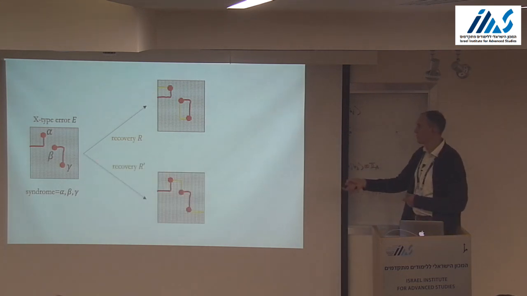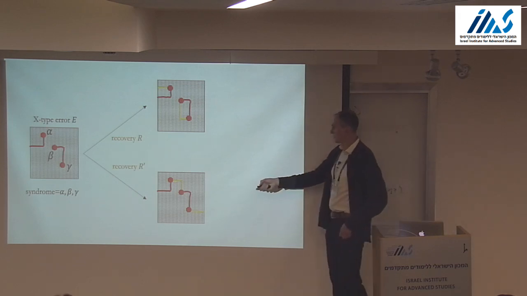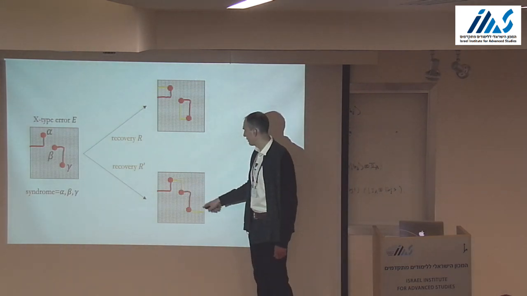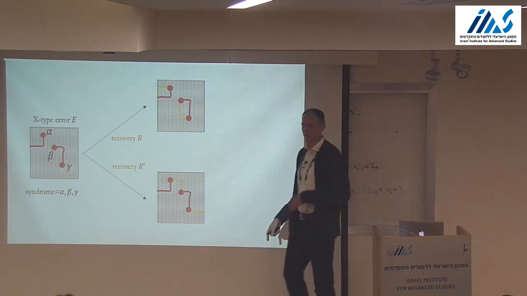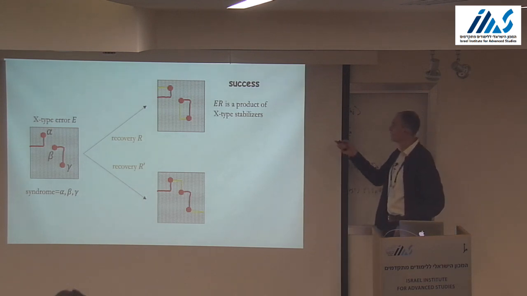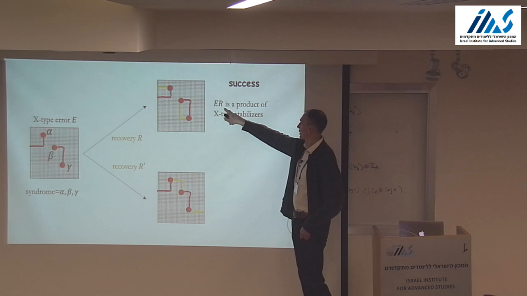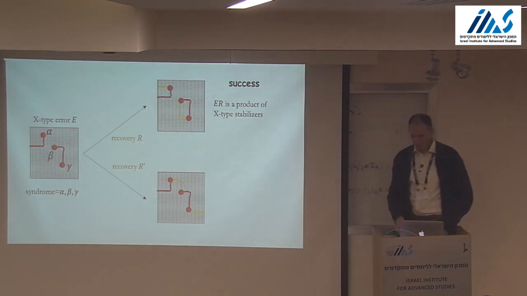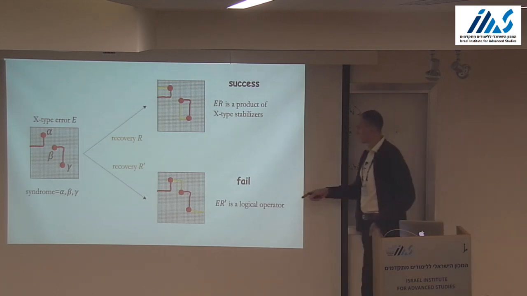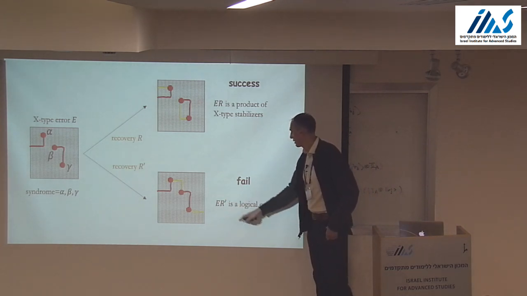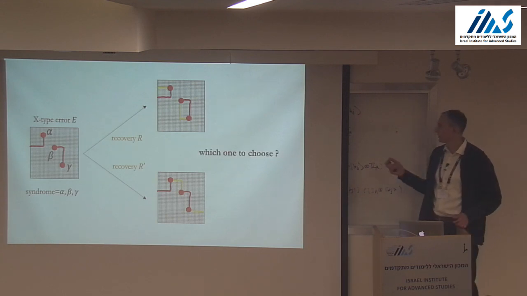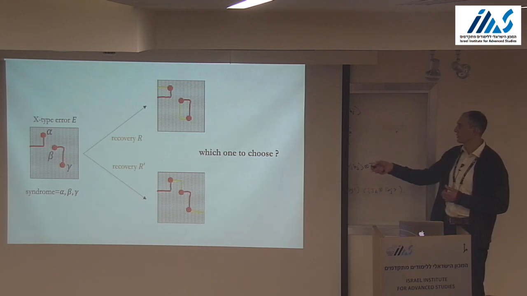And this would be another choice of recovery operator. Again, it is consistent with the observed syndrome, but now the combination of the error and the recovery would be a path that connects the left and right boundaries of the lattice. In the first case, error correction succeeds because the combination of error and recovery is in the stabilizer group. But in the second case, error correction fails because the combination of error and recovery is a logical Pauli operator. And of course the question is how we choose the right recovery.